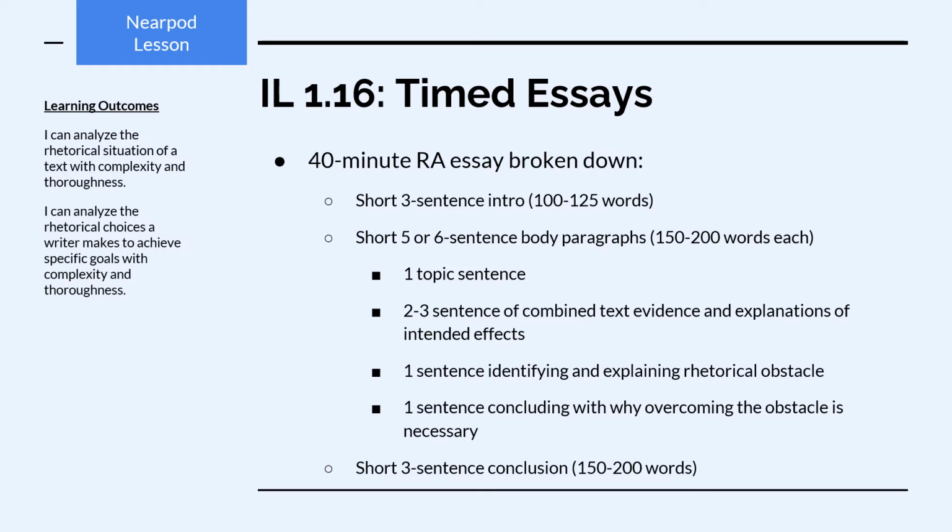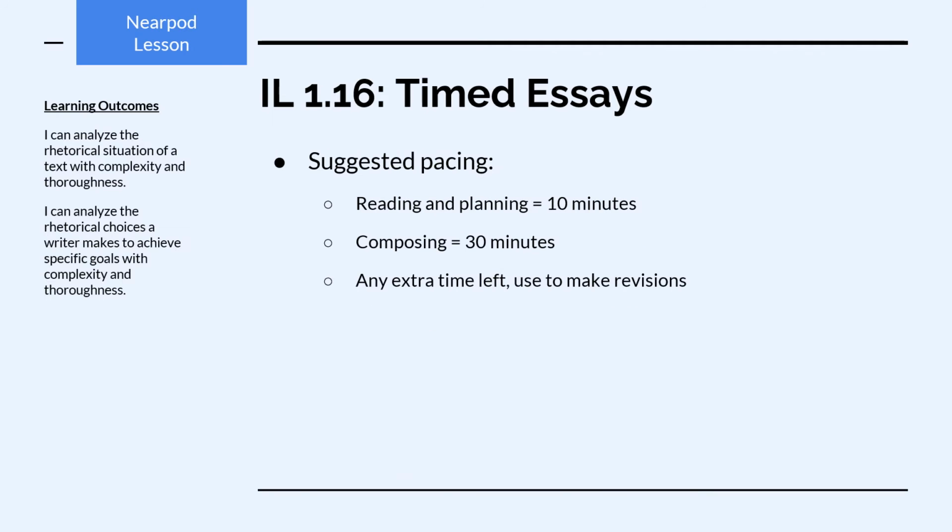Once you've finished your 3 body paragraphs, you'll need a short 3-sentence conclusion. This can be a little longer than the introduction because you've got to sum everything up. But again, it shouldn't be any longer than the rest of your body paragraphs at 150 to 200 words. The suggested pacing for a 40-minute rhetorical analysis essay should look something like this. You want to spend about a quarter of your time reading and planning, and then the other 3/4 composing the actual essay.